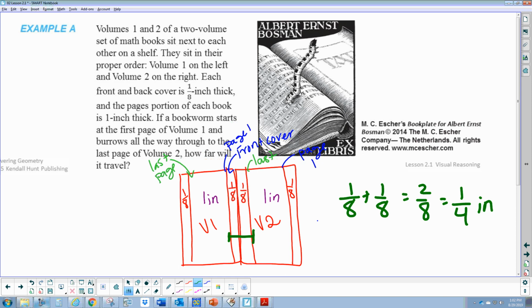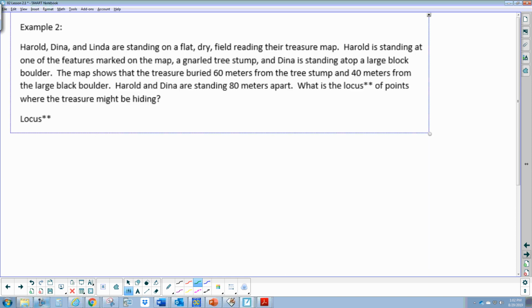Okay, let's look at another example. In this example, it says Harold and Dinah and Linda are standing on a flat, dry field reading their treasure map. This flat field, we can visualize that as a plane. Harold is standing at one of the features marked on the map, a gnarled tree stump, and Dinah is standing atop a large block boulder.